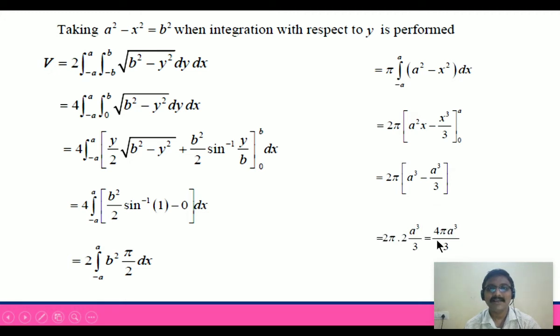It is the required volume of the sphere, that is 4 by 3 pi a cube, where a is the radius of the sphere.